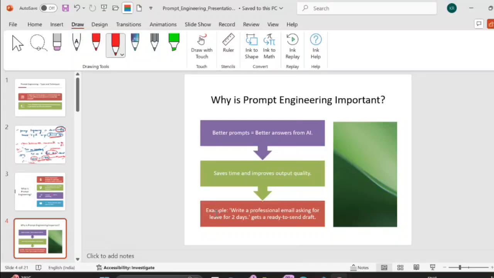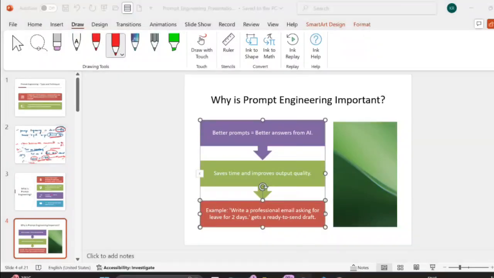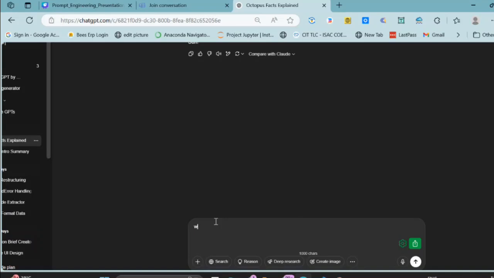That is the example: write a professional email asking for leave for 2 days. So I just write, "Help me with email content to take leave." Basically, this is very poor prompting. We will check the difference after the session. This is poor prompting. Now: "Help me with email content to take 2 days leave. Write email to my manager."